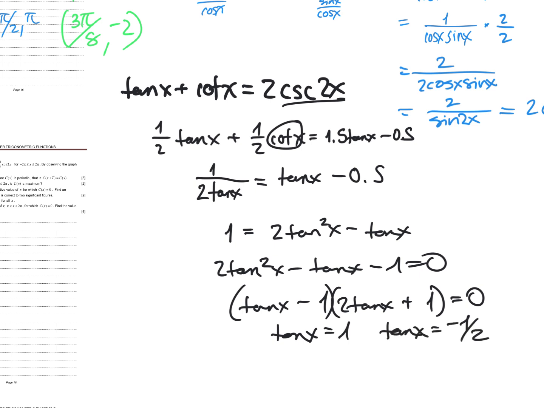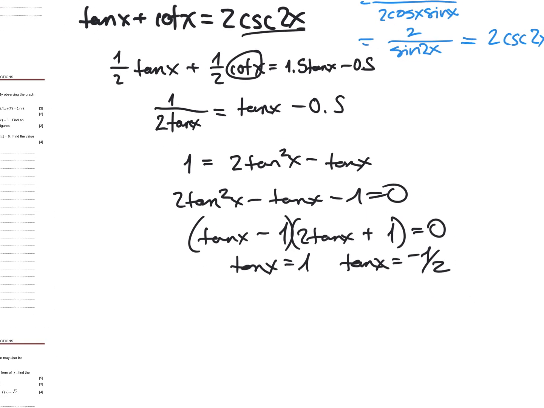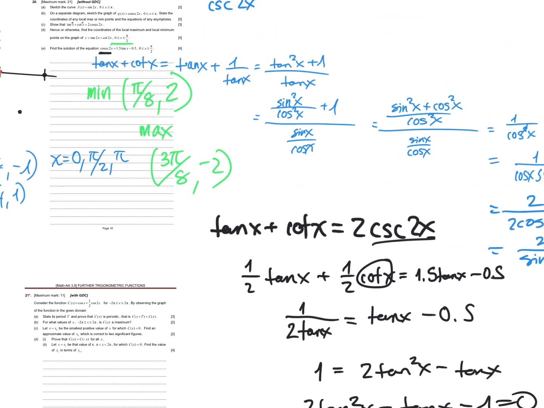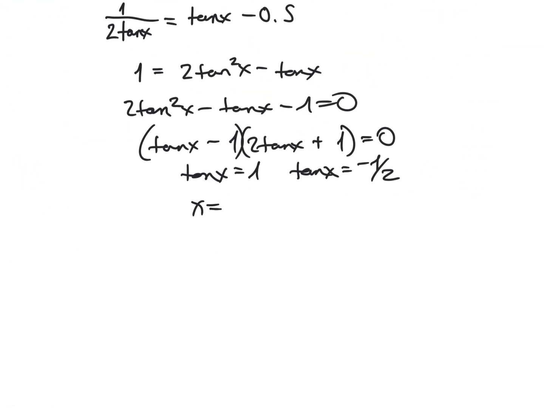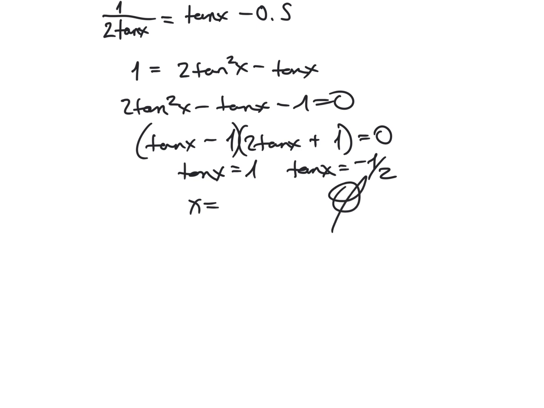So tangent equals 1 or negative 1/2. So here, what is the domain of x? 0 to pi over 2. Okay, so this one's no solution, but this one's pi over 4.